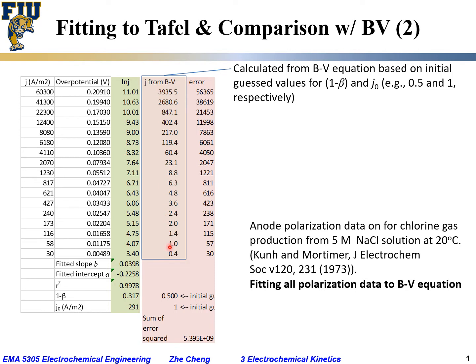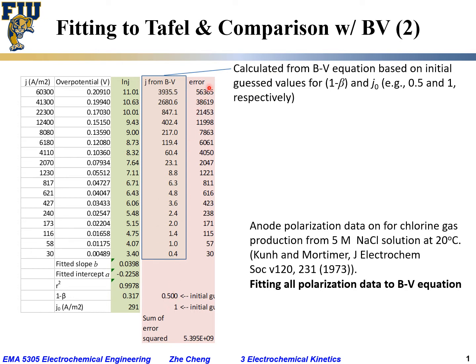So the data here are calculated from the overpotential value measured here, using the initial guess value for 1 minus beta, which is 0.5, and the exchange current density, which we guessed as 1 amp per meter square. Using these guess values and our overpotential, we calculate current density. So this is measured current density. This column gives the calculated current density directly from the Butler-Volmer equation using the initial guess value.